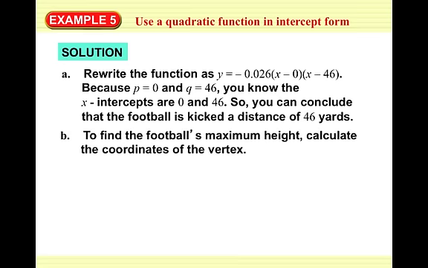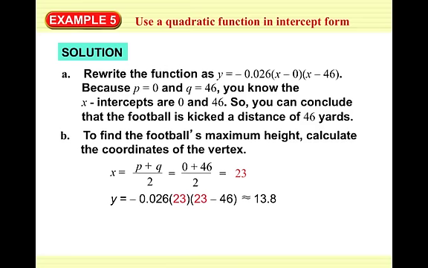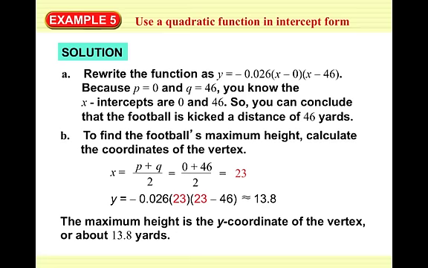To find the football's maximum height, calculate the coordinates of the vertex, and it'll be the y value. So x is going to be p plus q over 2, so 0 plus 46 over 2, which is 23. Plug that in, and you get approximately 13.8. So the maximum height is the y-coordinate of the vertex, or about 13.8 yards.